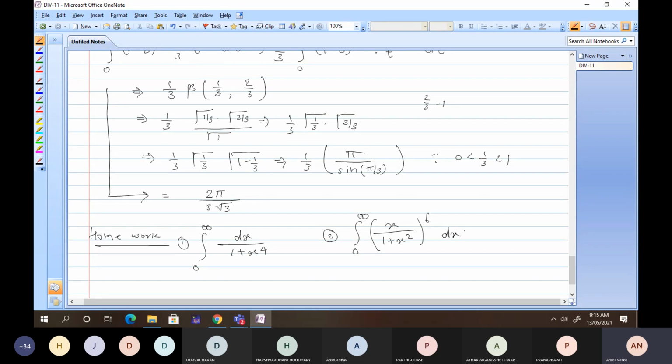Raised to 6. This is 6. So solve these two examples and tell me what it comes to. In the next lecture we will solve some more examples on that. Then we will be done with the beta function and gamma function. Then we will start with the DUIS.